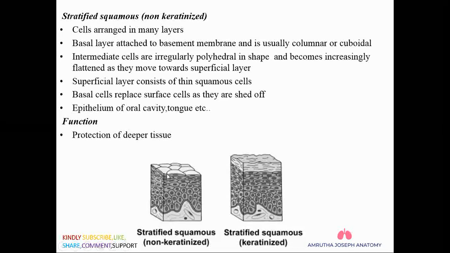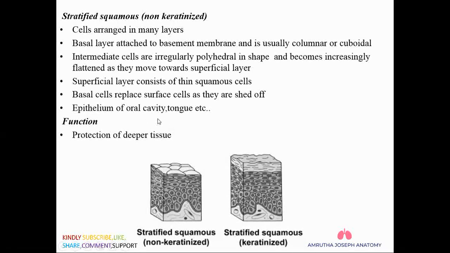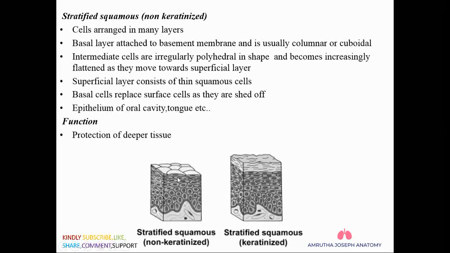And at the top, these cells slowly get shed off. Again, the new cells come from below. Now these are going to be lining the oral cavity and tongue. So your oral cavity, the mouth, the tongue, these are lined by stratified squamous epithelium.